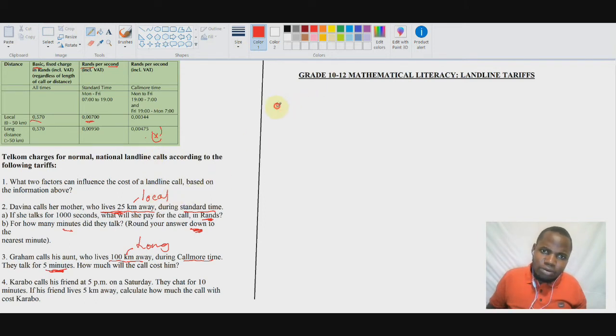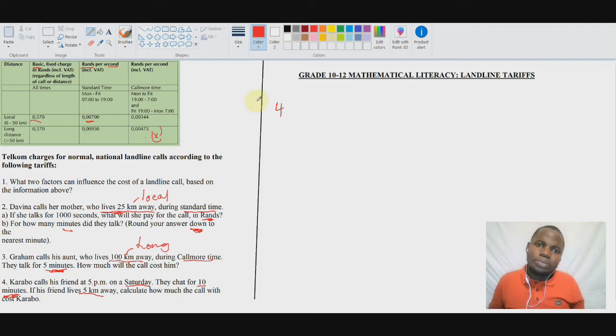Now number four, the fourth one. Karabo calls his friend 5 p.m. on Saturday. Now the important point is that it is on a Saturday, right? They chat for 10 minutes. Now you also underline 10 minutes there, because you'll need that information. You underline the keyword. Now if his friend lives 5 kilometers away, calculate how much the call will cost Karabo.